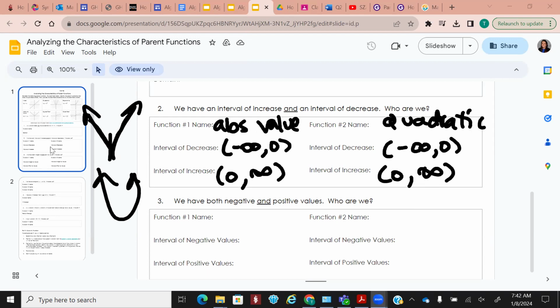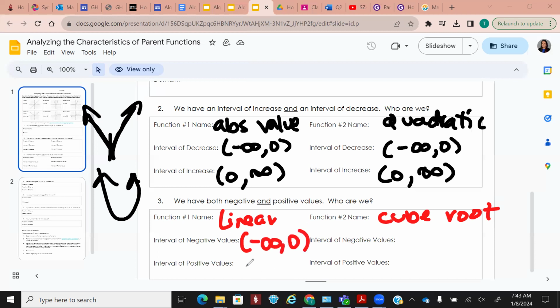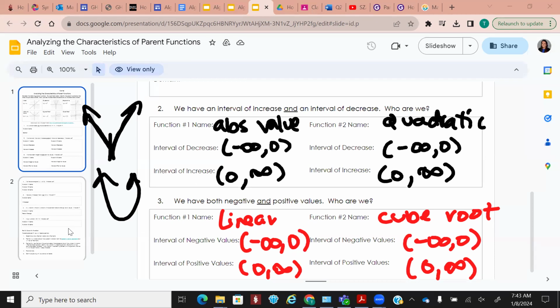Now, what'd you get for number 3? Linear and cube root. Okay, and interval of negative values. You got something like negative infinity to 0, and then positive was 0 to positive infinity. And same thing for the other one. Any questions over that? Okay. Go and flip the page. Let's look at number 4.